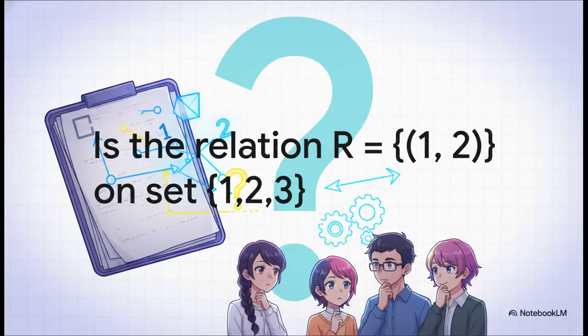Now, look at this one very carefully. This is a classic trick question. Our set is {1, 2, 3}. And our relation has just one single pair in it, (1, 2). The question is, is this relation transitive? Think about the rule, the exact wording of the rule before you answer.